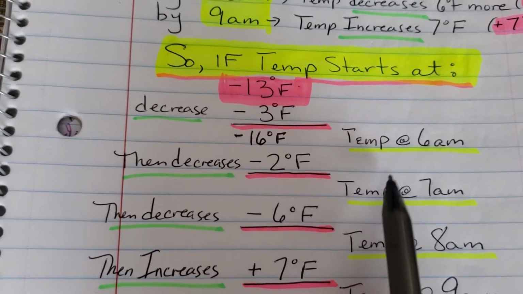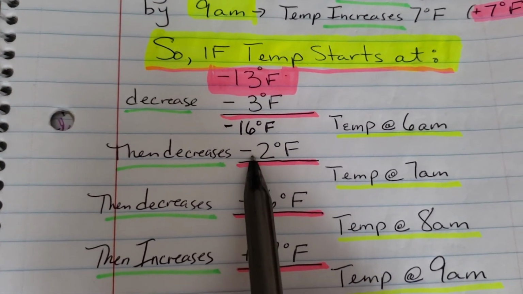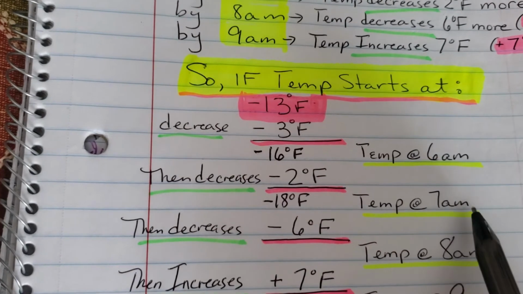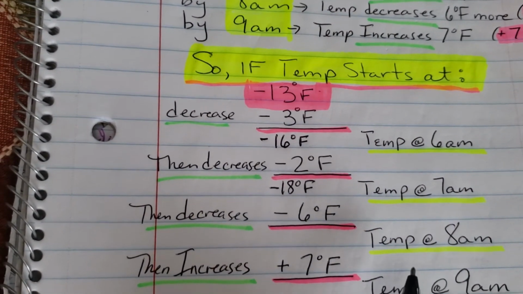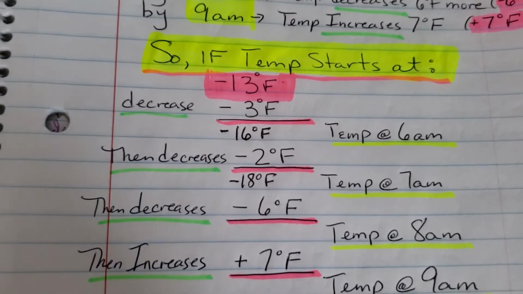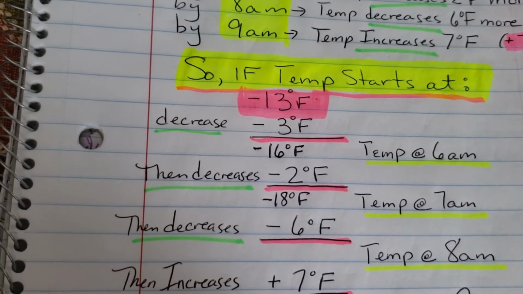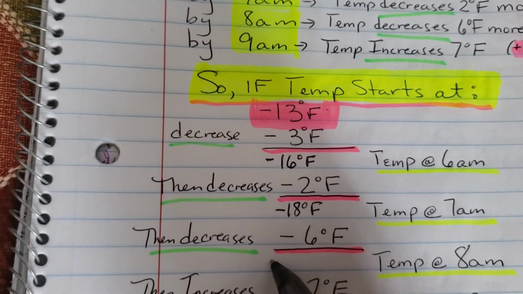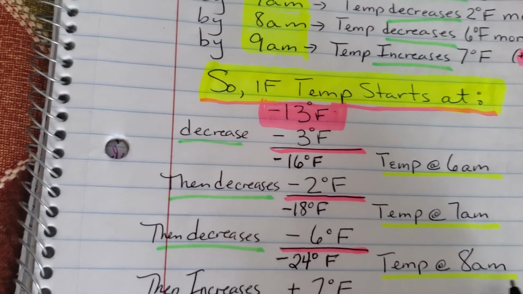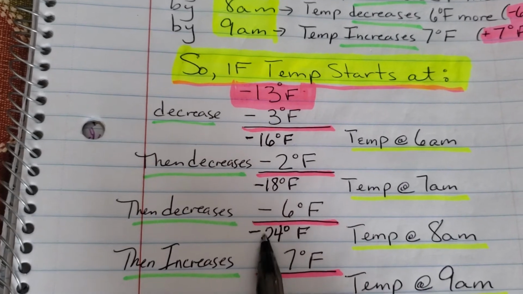Now, by the time it gets to 7 a.m., the next hour passes, it decreases another 2 degrees. So therefore, if it gets 2 degrees colder than negative 16, we are now at negative 18 degrees Fahrenheit at 7 a.m. Now, between 7 a.m. and 8 a.m., it decreases another 6 degrees Fahrenheit. Yeah, this is the reality of the Midwest, folks. So now, if it was negative 18 degrees Fahrenheit and it decreased another 6 degrees Fahrenheit, we are now at negative 24 degrees Fahrenheit at 8 a.m. Of course 18 plus 6 is 24, and they're both negative, so keep the negative.